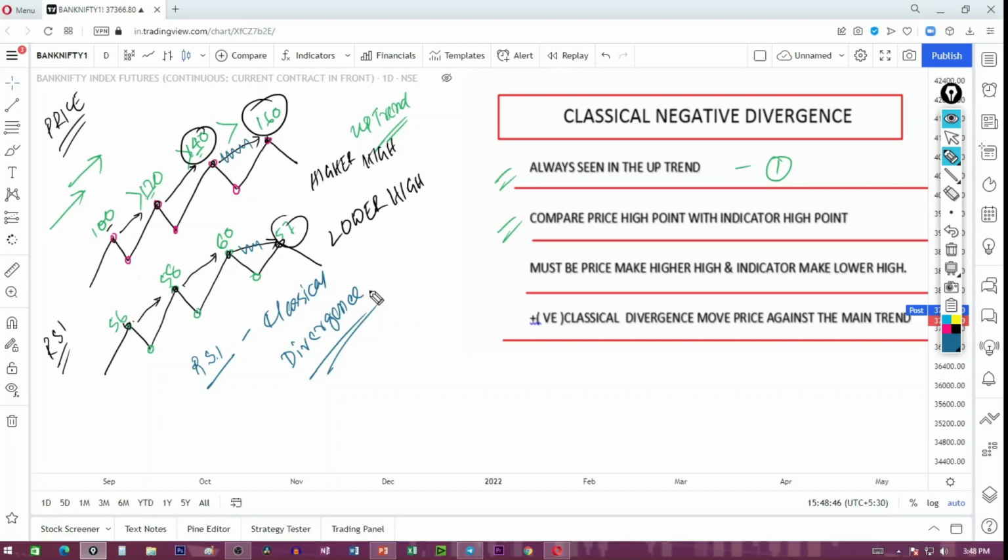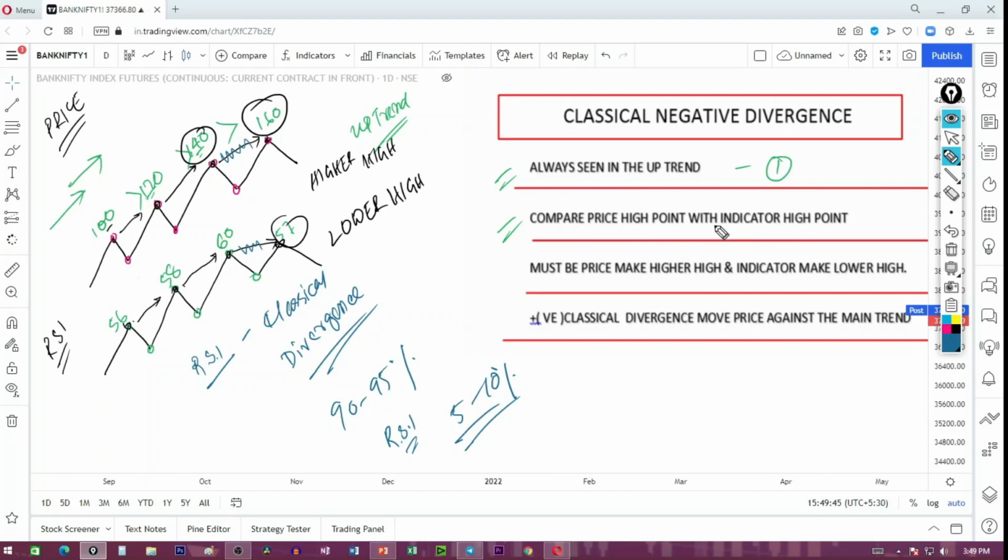In my previous video, I showed you that RSI and price move the same way 90 to 95 percent of the time. RSI moves with price, and the remaining 5 to 10 percent of the time RSI does not move with price. That 5 to 10 percent of the time is known as divergence. And when divergence is created on the chart, we get a trading opportunity. So, compare the price high point with the indicator high point.